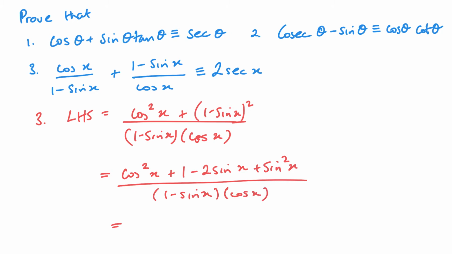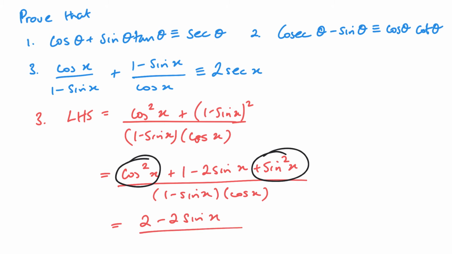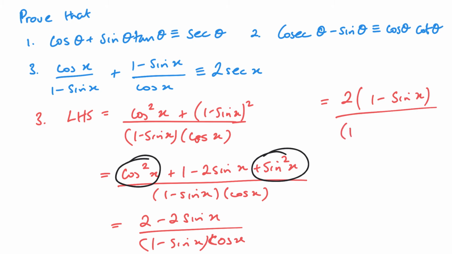Okay, so on the top, I'll do this in black here, we've got cos squared and sine squared. That's going to give me 1 plus my other one, so I've got 2 minus 2 sine x over 1 minus sine x, cos x. And factorising 2 out of the top gives me a 1 minus sine x over 1 minus sine x.